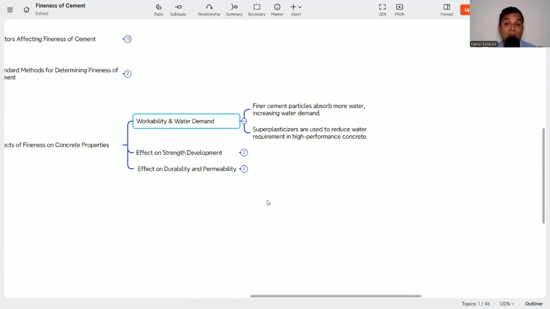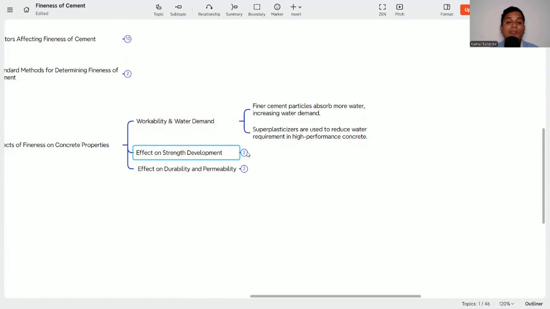So that is why you need to choose wisely what the fineness and the water cement ratio will be, because if the water demand is more and we are adding more water, then the water cement ratio will increase, and again it will affect the strength and durability. Superplasticizers are used to reduce water requirement in high performance concrete. So that is why, where the water demand is more, we can use a superplasticizer.